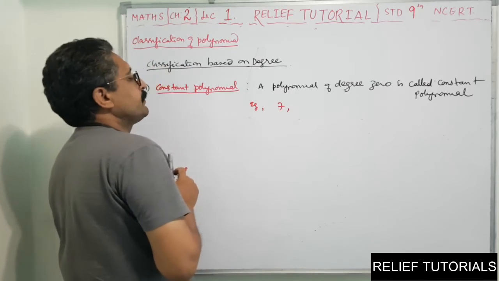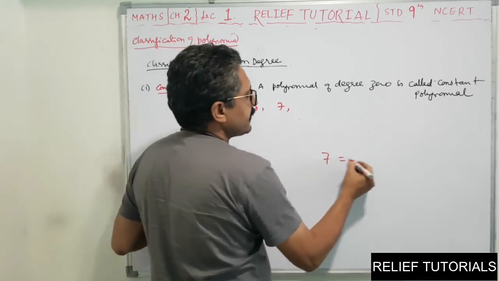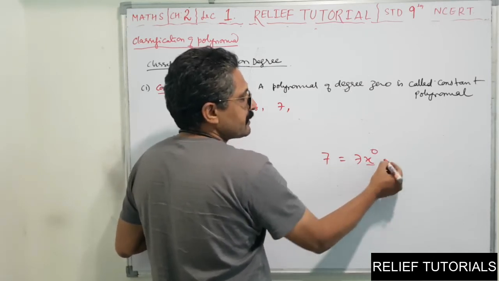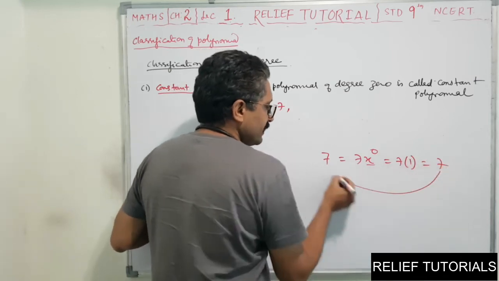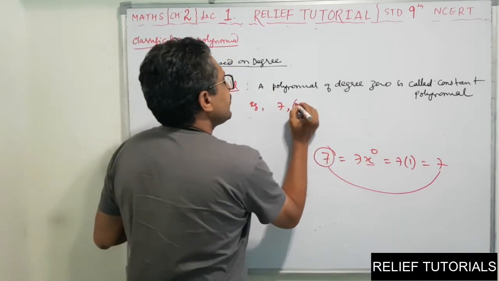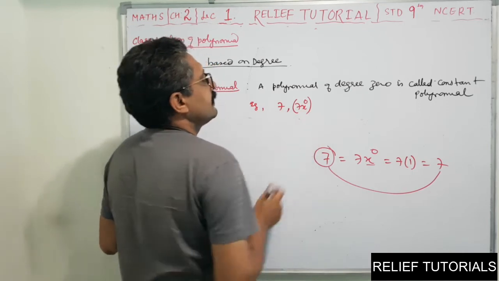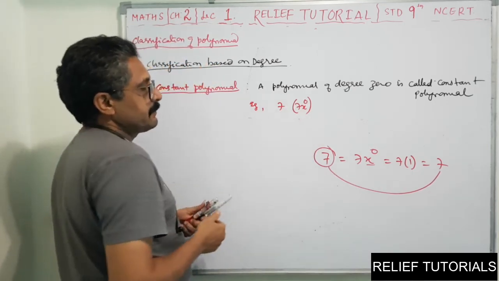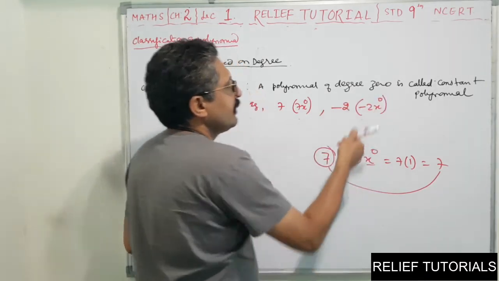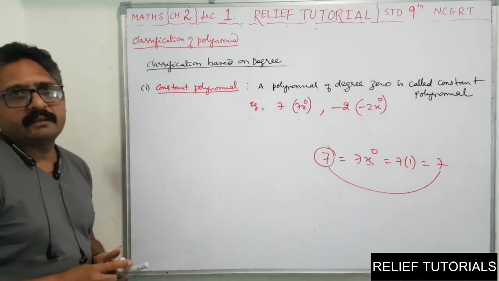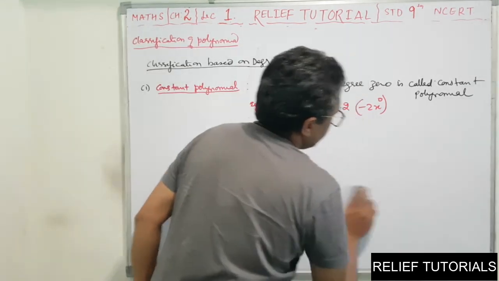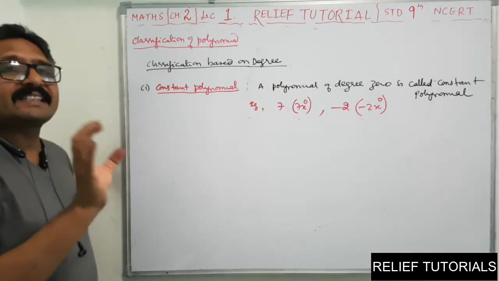7. This is a constant polynomial. Why? Because 7 can be written as 7x raised to 0, because x raised to 0 is 1, and 7 into 1 is equal to 7. So this 7 is a constant polynomial because its degree is 0. If I write 7, it means 7x raised to 0. Clear? If I write minus 2, it means minus 2x raised to 0. All these are called constant polynomials. So a polynomial of degree 0 is called a constant polynomial. It is a constant because there is just a constant term.